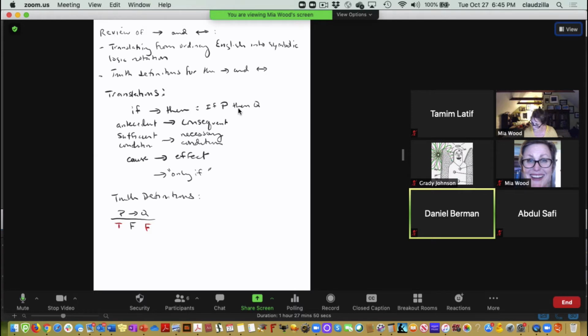Well, recall what we said, namely that the truth definitions for the conditional mirror a valid argument. We know that an argument is valid when and only when it's impossible for the conclusion to be false if the premises are true. So here's the full truth table as a reminder.